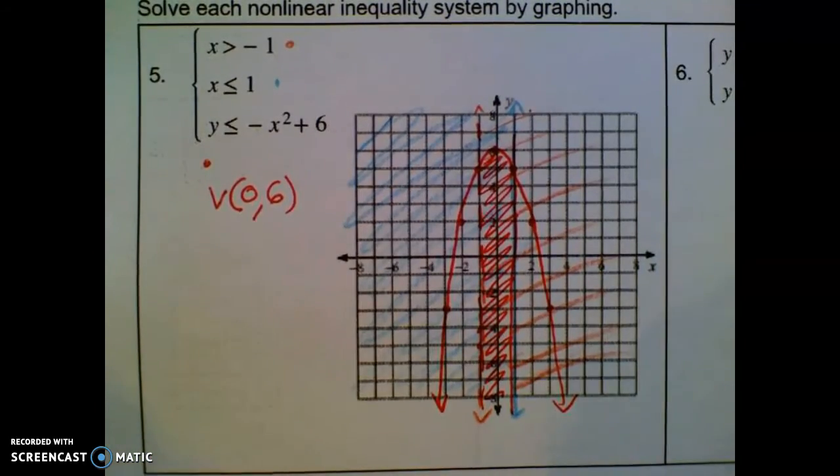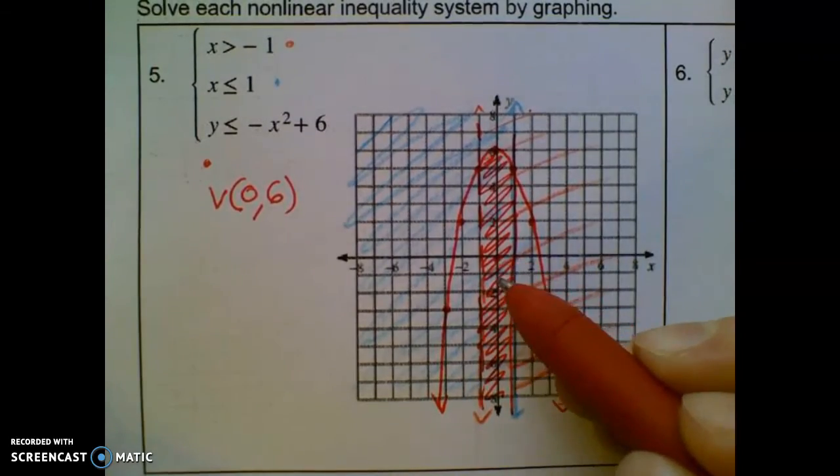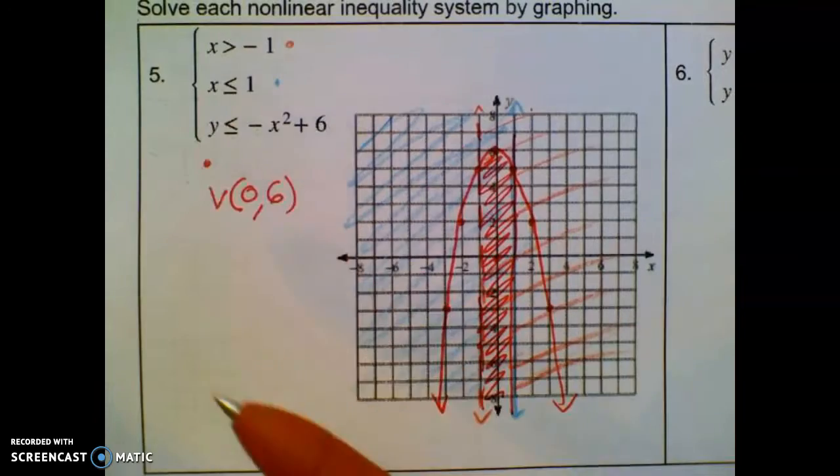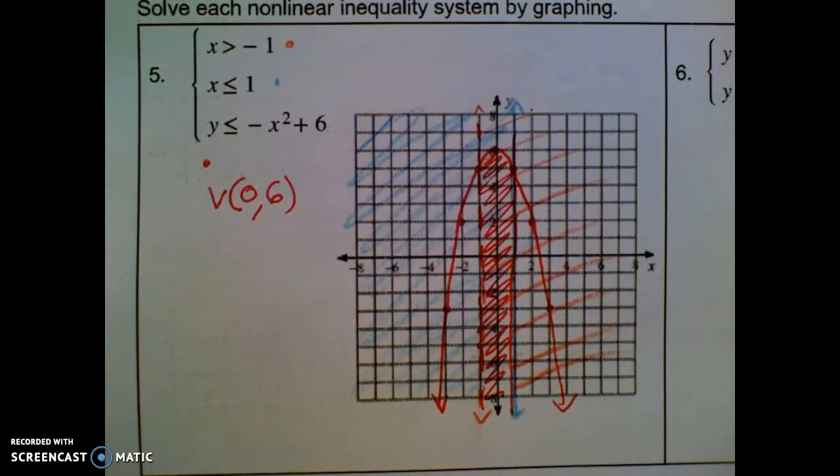Okay, if you were finding a solution, you just pick anything in here. 0, 0 works. And you could plug in 0, 0 for every one of these inequalities, and it would be a true statement. All right, last one.